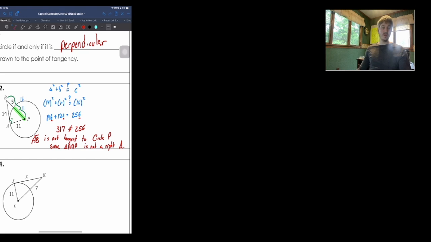So that's just one way we can utilize the tangent to the circle. Like I said, today we're really just going to do a lot of Pythagorean theorem, but it could be anything with right triangles.